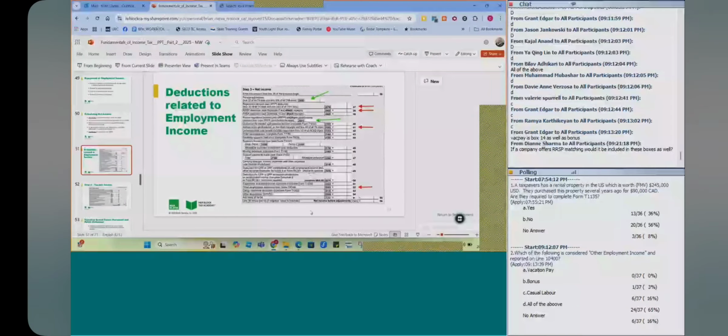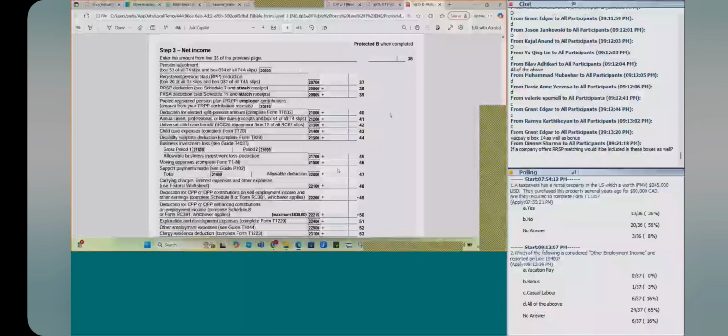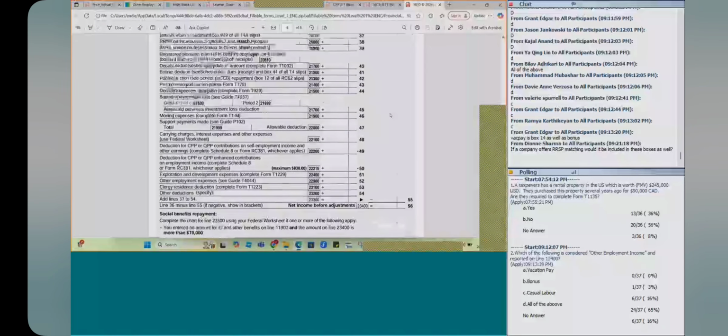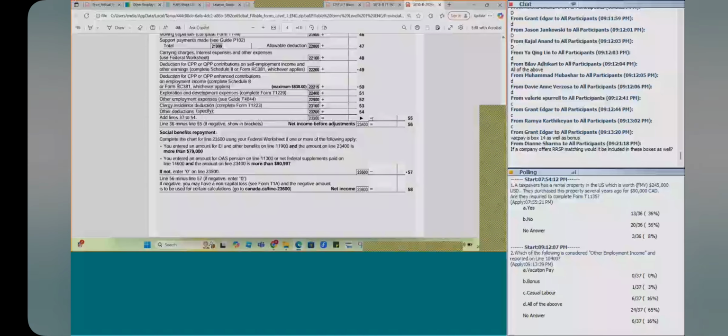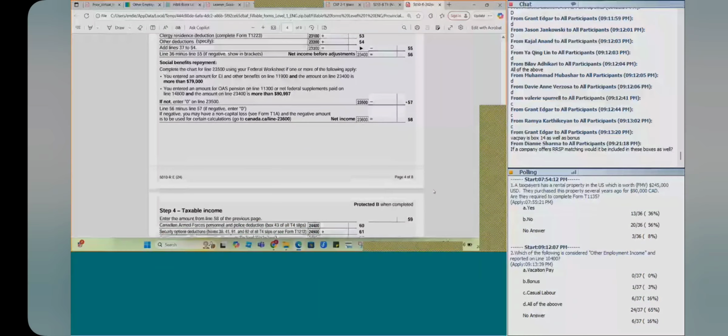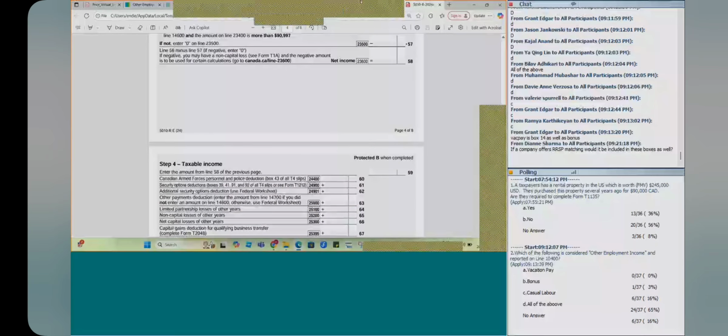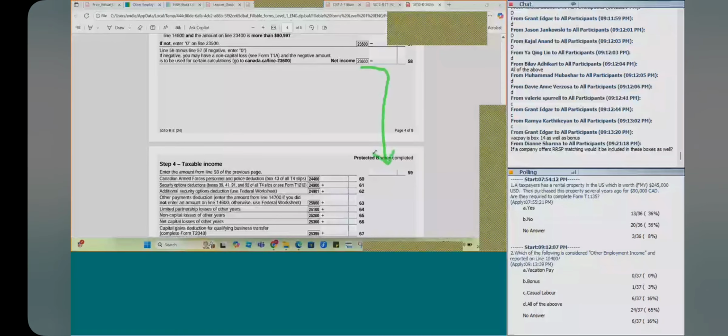So again, just to show you the bigger version of the form, we add everything up here. Again, we have that net income before adjustments. We total up all the deductions and deduct them here to give us a net income before the adjustments at line 23400. We deduct any social benefits repayment, and that gives us net income at line 23600. And then once again, the net income figure from here is transferred to the top of the next page, where we're going to calculate taxable income.